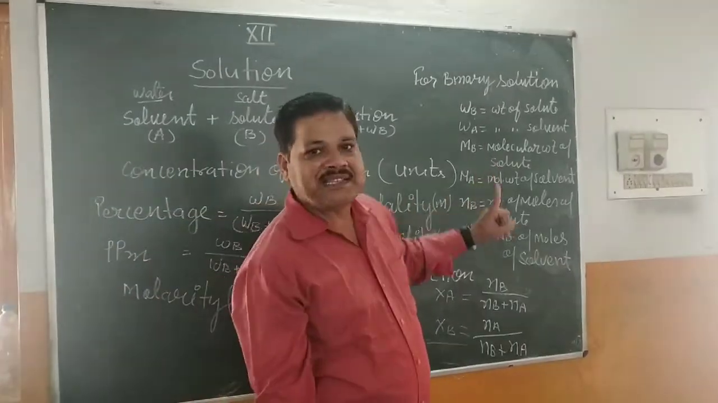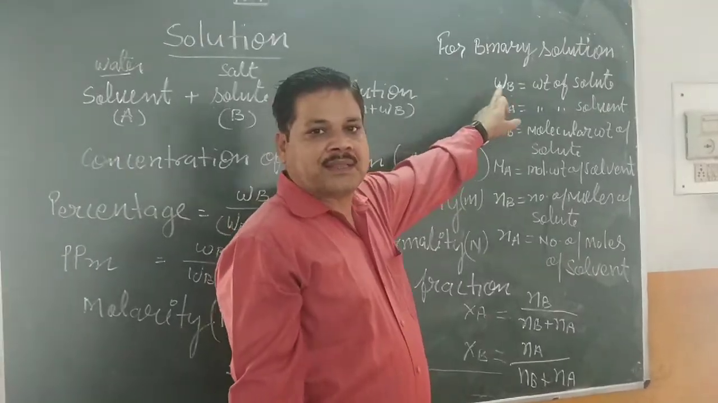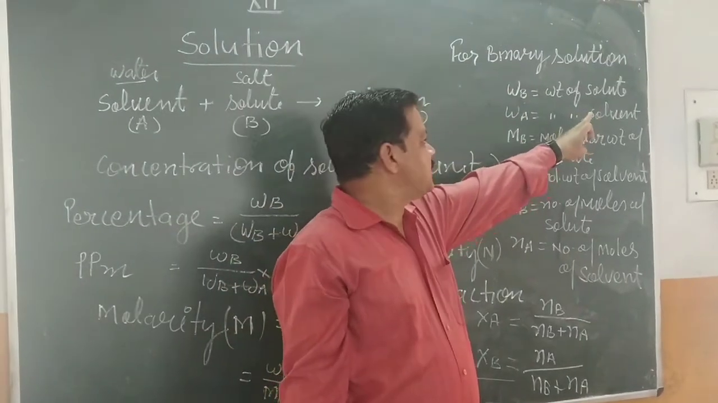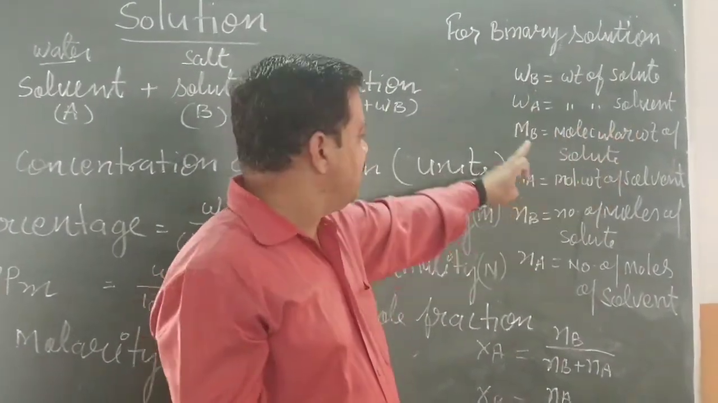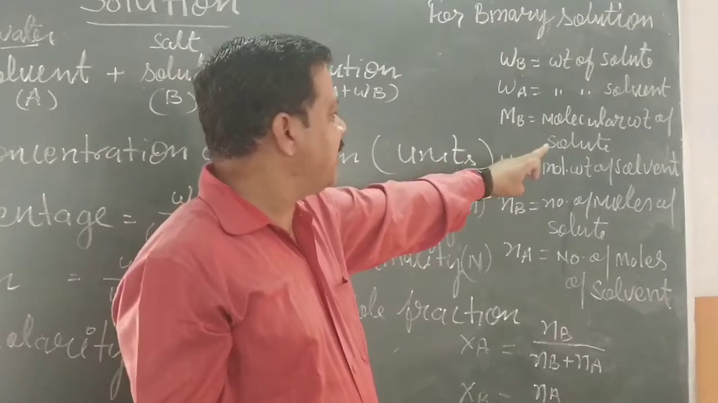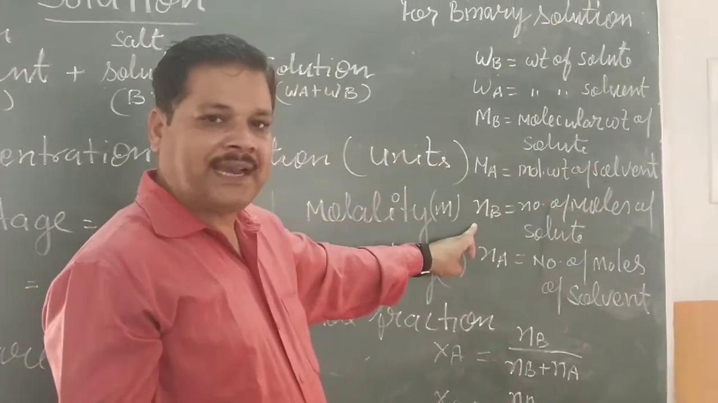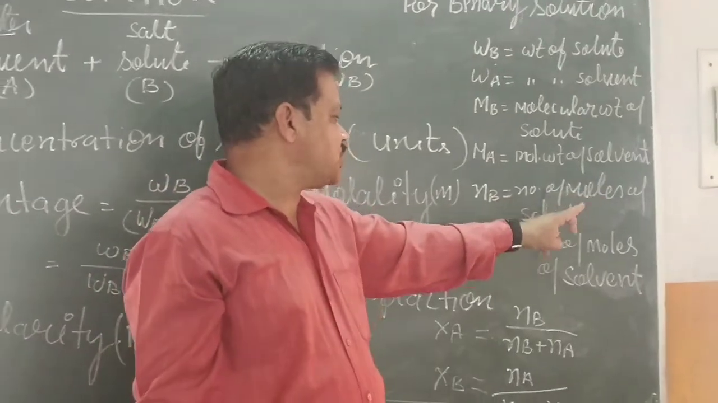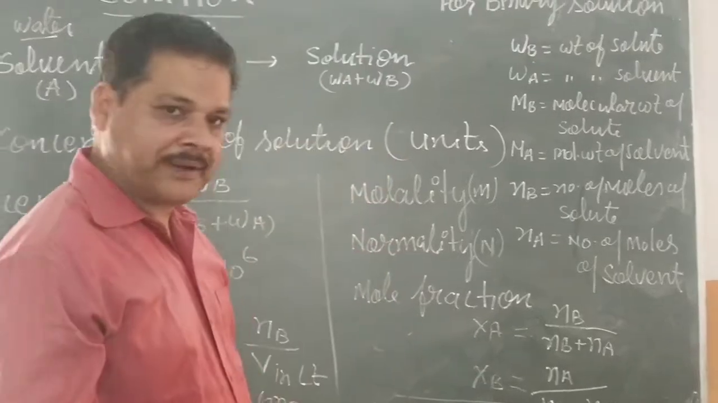Here are some symbols we will use for solution. WB will represent the weight of solute. WA, weight of solvent. MB, molecular weight of solute. MA, molecular weight of solvent. NB, number of moles of solute. NA, number of moles of solvent.